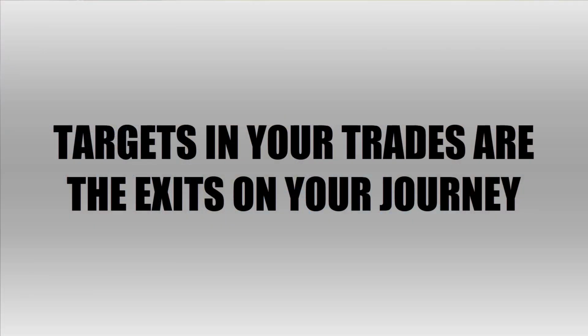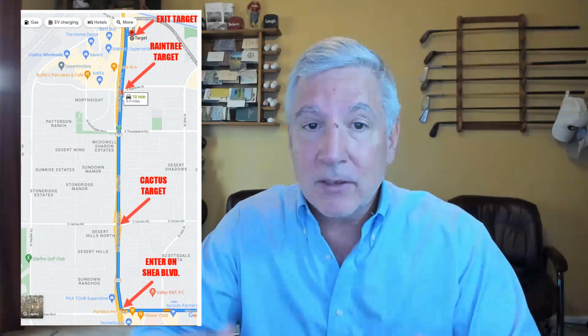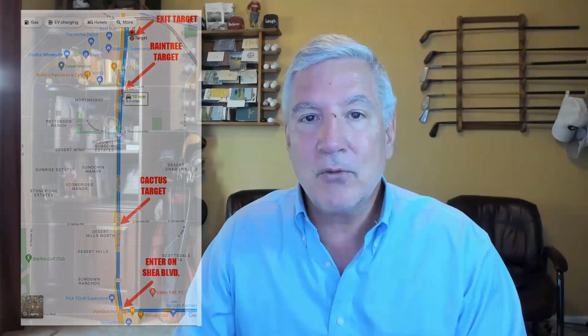Targets in your trade are the exits on your journey. You need to know the Google Maps roadmap of where you are going to measure the progress of the crowds, of the drivers. As long as the traffic is getting through Cactus and Raintree and did not get off or turn around, Frank Lloyd Wright Boulevard is the next stop, the end of the journey or trade, the last target.